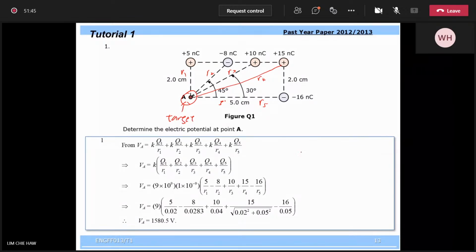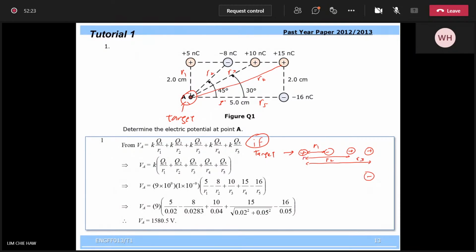But what if now we take this 5 nanocoulomb as a target? Now look at that. If this is the target, the distance will be different already, isn't it? Because this is the target, we need to take the distance from the charge to the target. So this is R1, this is R2, this is R3, and this will be R4.